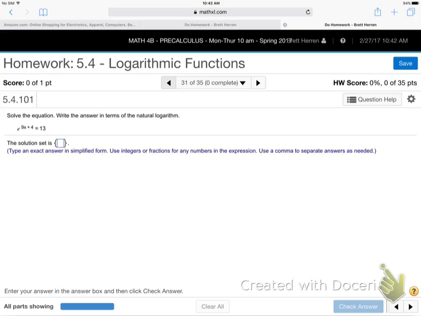All right, try that one. So you've got x in power. So ln of both sides, right? ln of both sides. You've got to get that 9x plus 4 out of power. I'll give you a second. Feel free to check with those around you, see if you're getting the same answer.